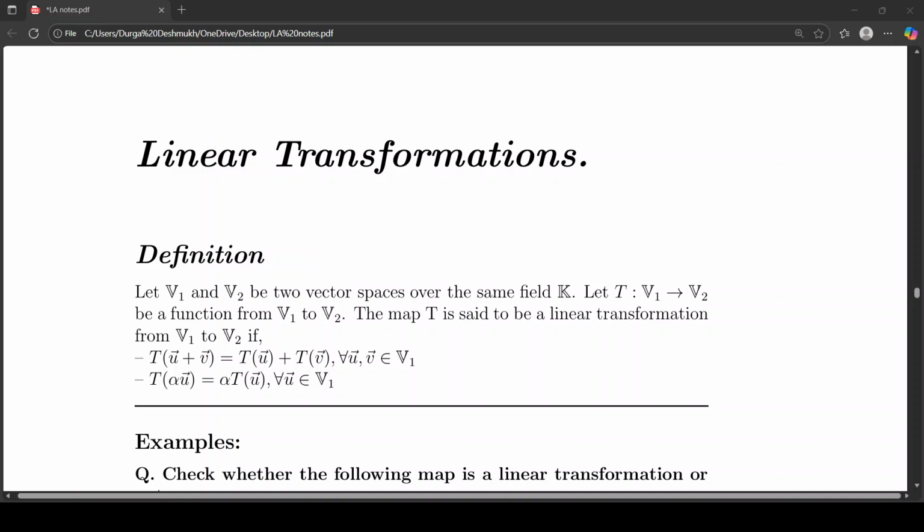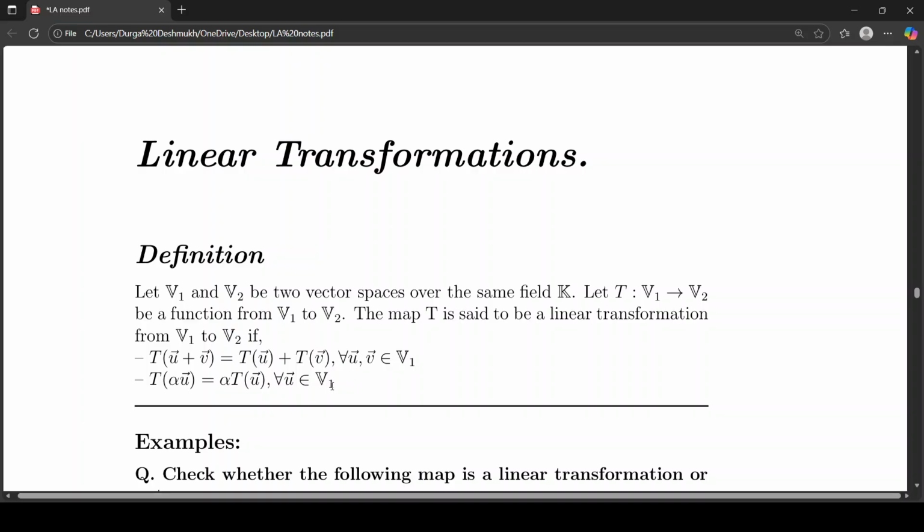So welcome back. In this video we are going to discuss linear transformations. A function or a map T is said to be a linear transformation from a vector space to another vector space if it satisfies these two conditions.